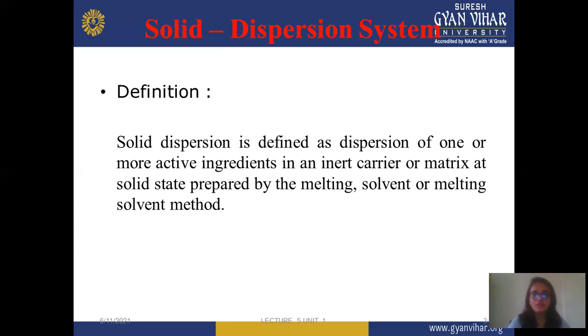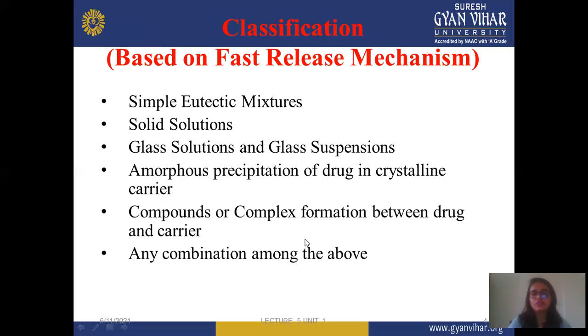Solid dispersion is defined as a dispersion of one or more active ingredients in an inert carrier or matrix, prepared by the melting, solvent, or melting-solvent method. It means you take one or more active ingredients with an excipient as an inert carrier or matrix, and prepare a solid state solution or mixture by techniques like the melting method, the solvent method, or a combination of both. With one or more ingredients, you prepare a mixture that should be in a solid state, using different methods or an individual method.